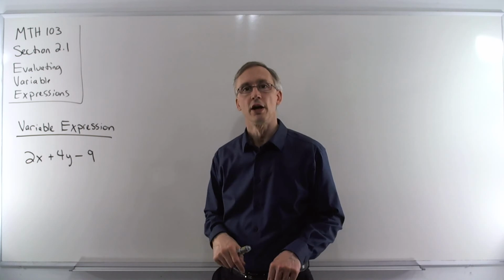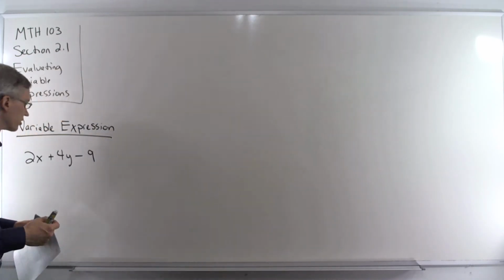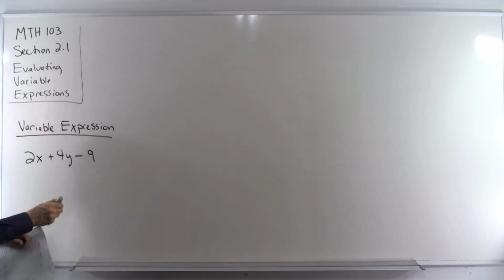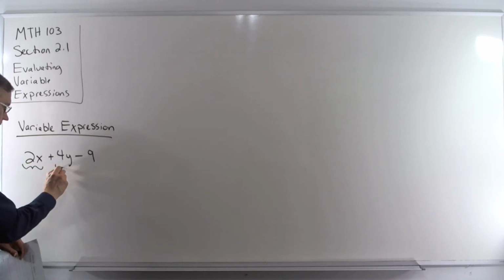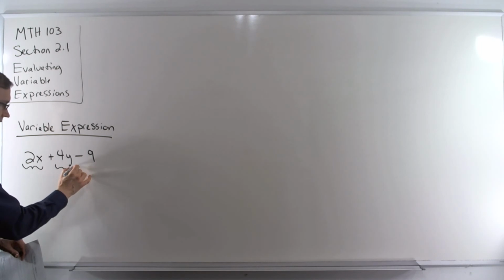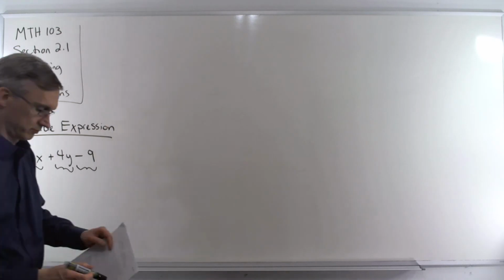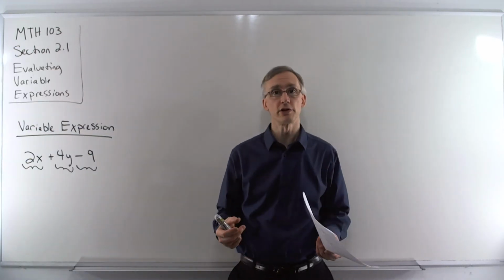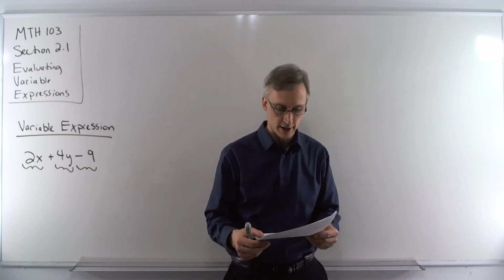A term. A term is a collection of numbers and variables separated by addition, subtraction, or the equal sign. So one of them is 2x. There's a term. 4y is also a term. And then keeping the sign with it, -9 is also a term. This will be important later when we're doing distribution, where you have to multiply a number by each term, so make sure you can identify what a term is.